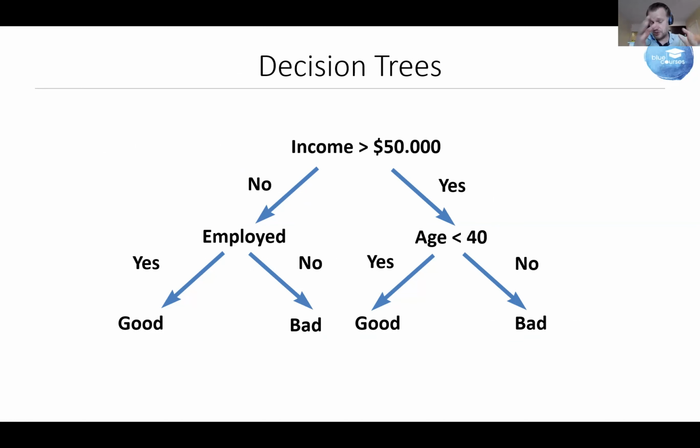But a decision tree is a structure like this. If income is bigger than $50,000, yes, we need to verify whether age is less than 40, yes or no. If yes, the customer is a good payer, otherwise it's a bad payer. This is a decision tree that has been learned from historical data.